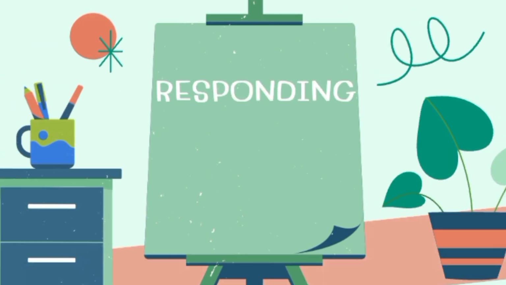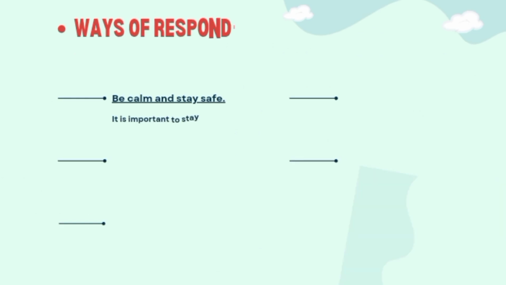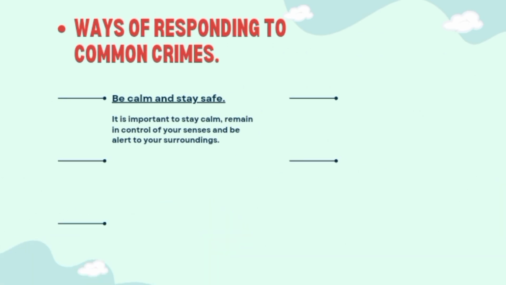Then let's proceed to responding to common crimes. There are different ways you can respond to common crimes. Number one is that you should be calm and safe. Stay safe. It is crucial to stay calm. Remain in control of your senses. Be alert to your environment.